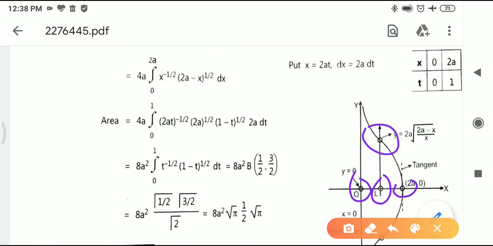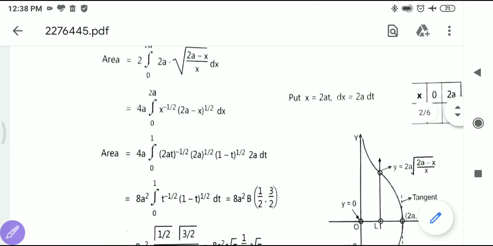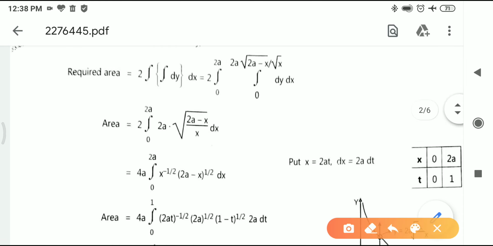One more thing, if you look at the curve, this is symmetric about the x-axis. So whatever area is there on the upper side, the same area is there over here. So what we'll do is find the area above the x-axis and double it, and that's why we have written 2 times here. So it will be 2 times the integral of x from 0 to 2a, and y from 0 to 2a into root of (2a minus x) upon x.